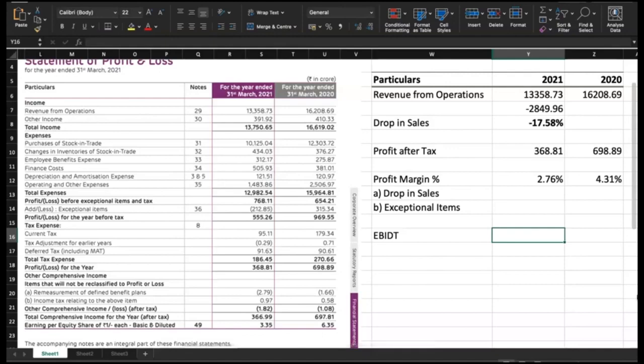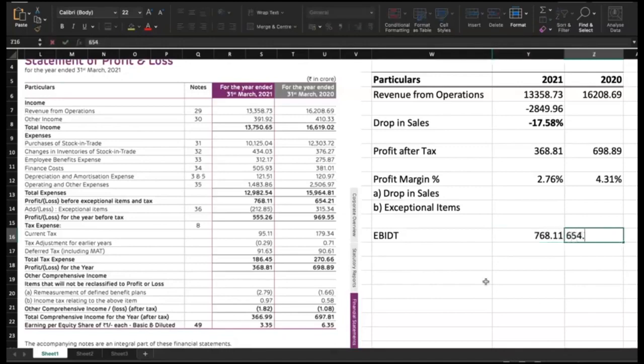My profit before taxes, okay, so here also we have 2 items, profit before tax and profit before exceptional items and taxes. See, these kind of exceptional items are not expected to recur. These exceptional items come into picture. In the previous year they had positive, in the current year it is negative. So let us take profit before exceptional items and tax, which is 768.11 and 654.21. In order to arrive at EBITDA, we have to add items, right?